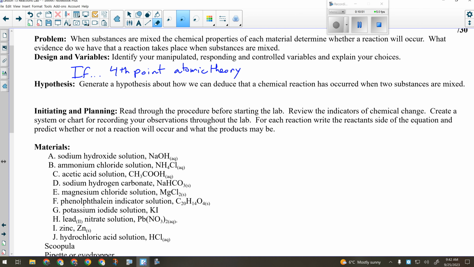Just don't go, if the fourth point is true. I don't want that. Word it, put it in there. What does Dalton say in the fourth point of his atomic theory? A reaction occurs when atoms are separated, joined, or rearranged. That whole thing.